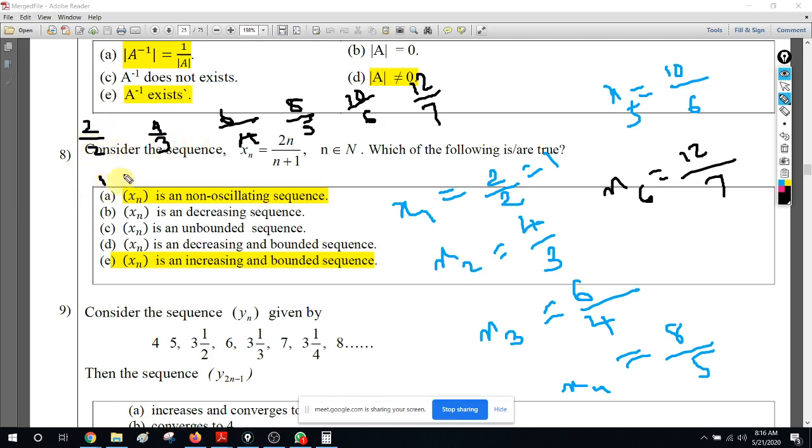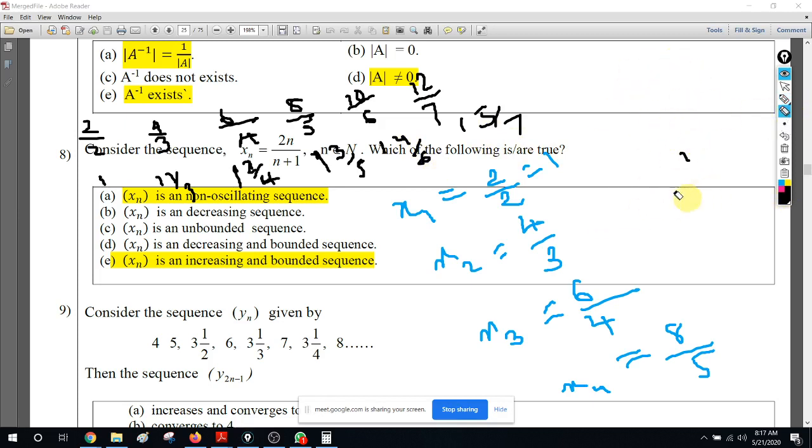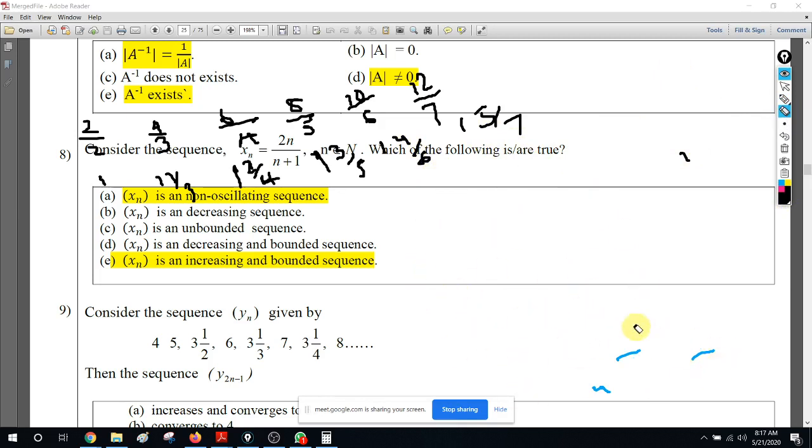So this is something like 1. This is 1 and 1 third. This is 1 and 2 divided by 4. This is 1 and 3 divided by 5. This is 1 and 4 divided by 6. This is 1 and 5 divided by 7. Is it clear? So what is the next one?